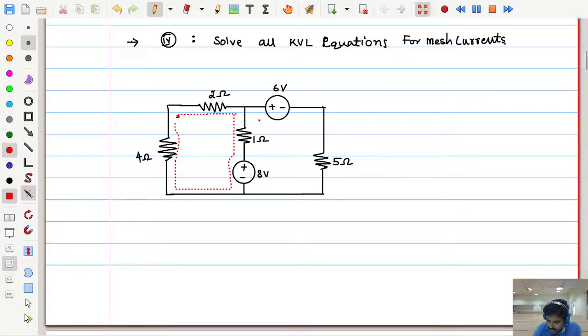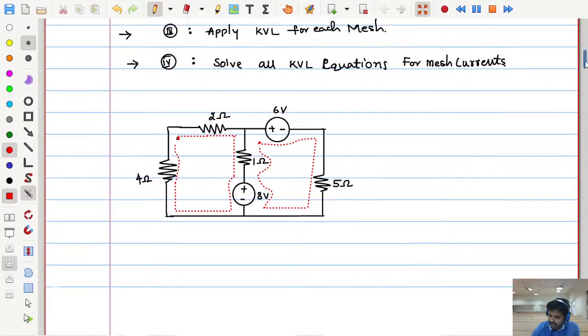Second, let us start here. Move through the 6 volts voltage source and again downward, again left side and upward like this. So this also makes one mesh.